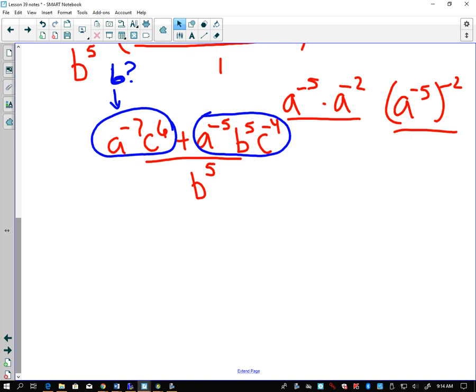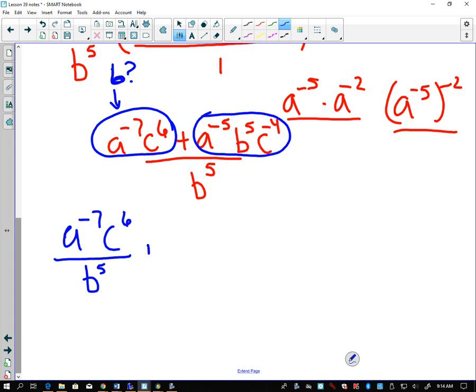Okay, so let me keep going down here. Now, what we can do, just so that you're aware that this is possible, and in fact likely in this case, is we can write this as a to the negative seventh, c to the sixth, over b to the fifth, plus a to the negative fifth, b to the fifth, c to the negative fourth, over b to the fifth, right? Because there's a common denominator there. On the right-hand side? Absolutely. His question was, can I cancel out the b to the fifths on the right-hand side?